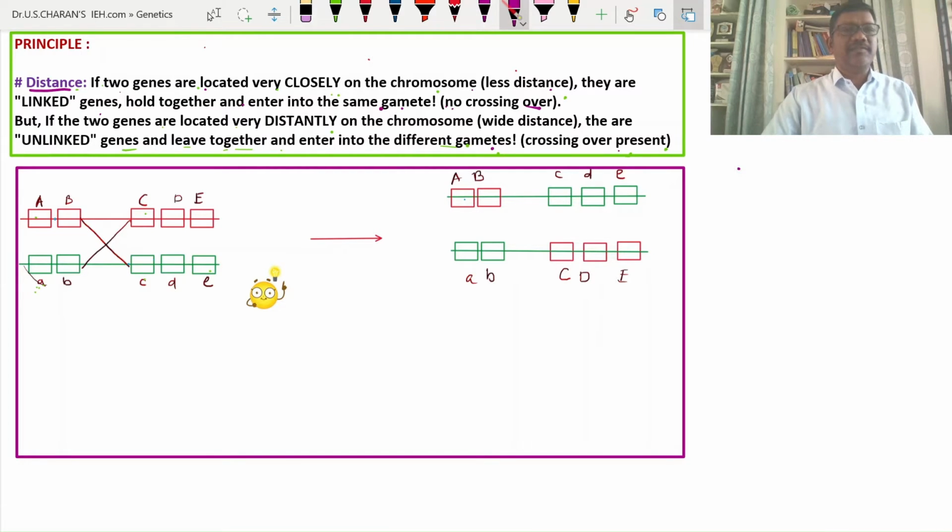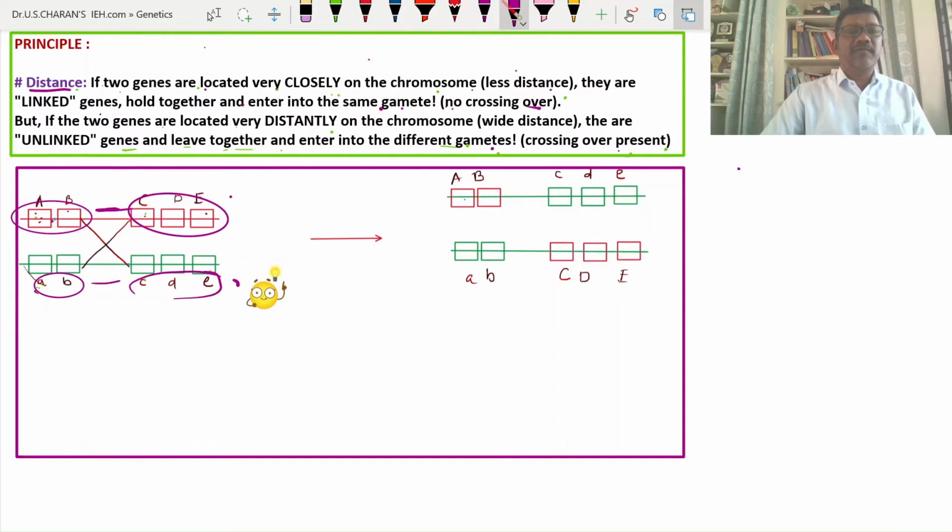So let us see our example. In this example, these two are the homologous chromosomes. On these homologous chromosomes, these are dominant genes, these are recessive genes. For example, among these dominant genes, between A and B the distance is very small. Between C, D and E also, the distance is very small. But between these two genes and these three genes, the distance is wide. This distance is more. As well as the distance between these genes and these genes is also very far. So the distance is more here. The distance is very small between them.